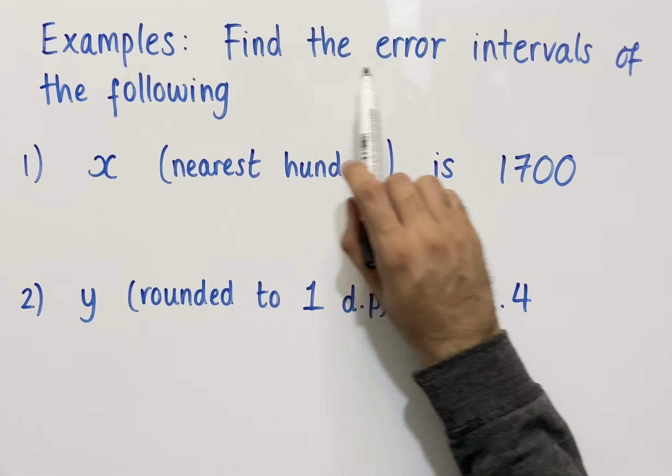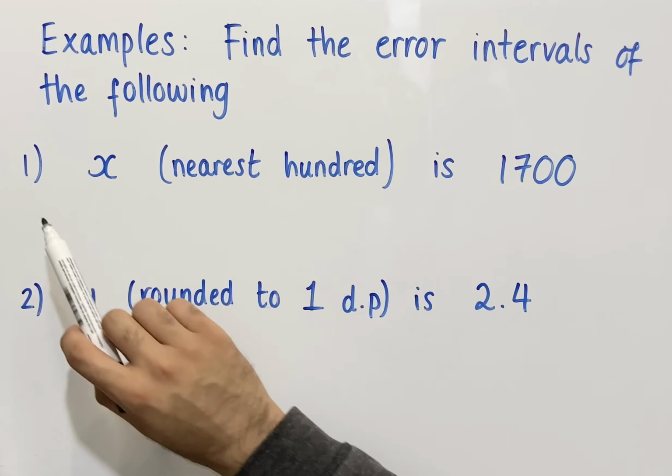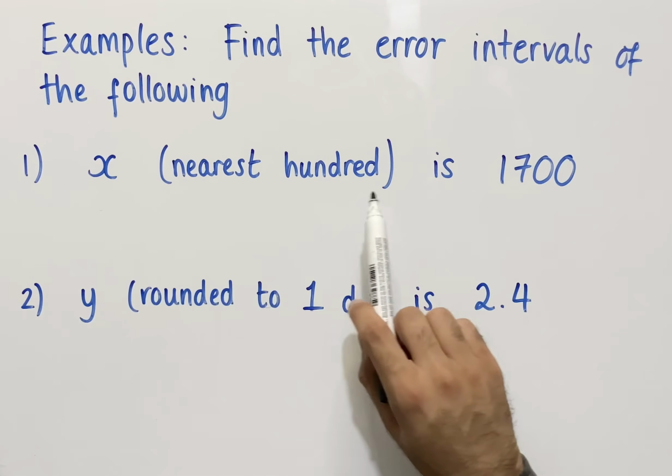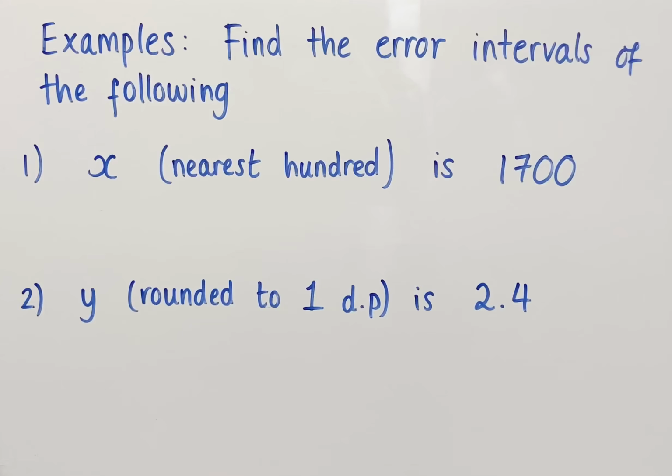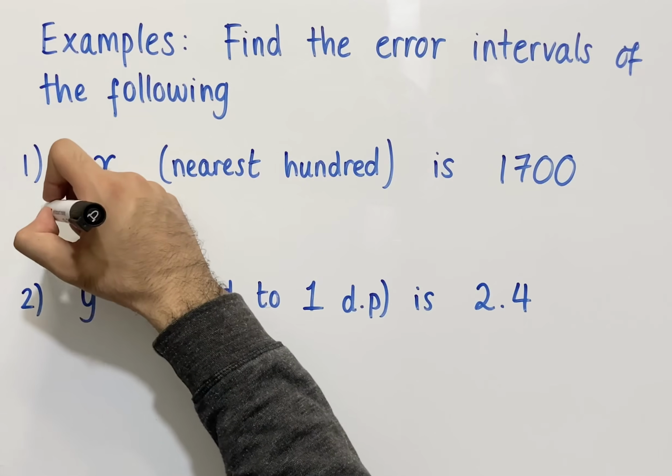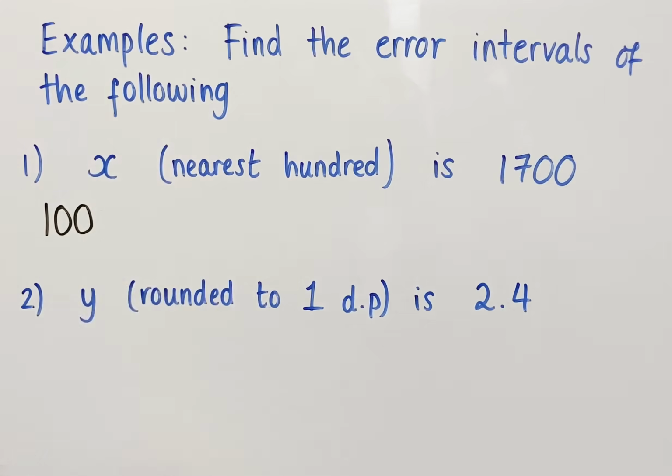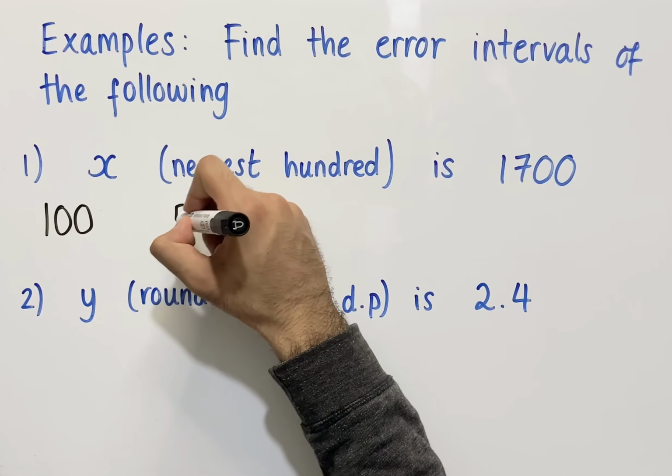So the question says, find the error intervals of the following. And the first question is x to the nearest 100 is 1700. So we need to work out the upper bound and the lower bound to work out the error interval for this question. Since our number is rounded to the nearest 100, then our unit is 100. And so if we want to work out the upper and the lower bound, we need to plus or minus half of the unit we have here. So in this case, if we've got 100, if we half that, that becomes 50.